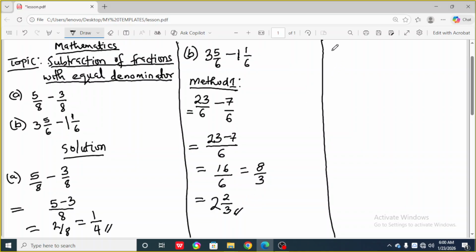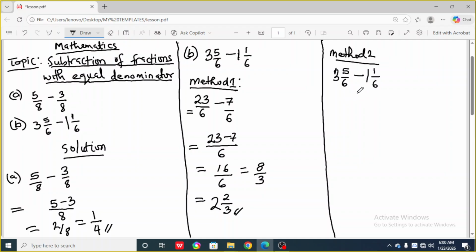Now let's go to the second method, method 2. What we are going to do in method 2 will be different from what we did in method 1. And you know, in method 1, what we did was to change the mixed fraction into an improper fraction, but we are not going to do that in the second method.